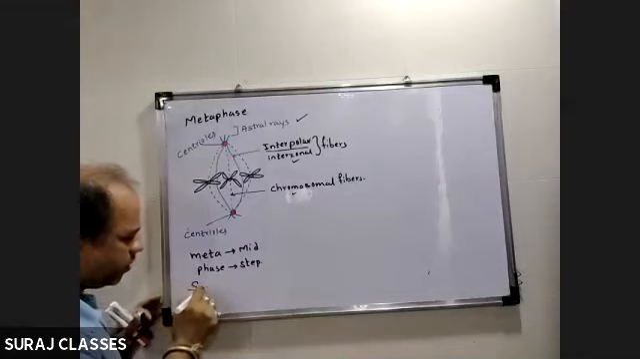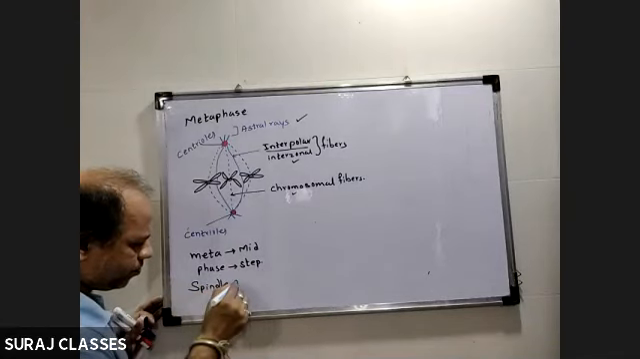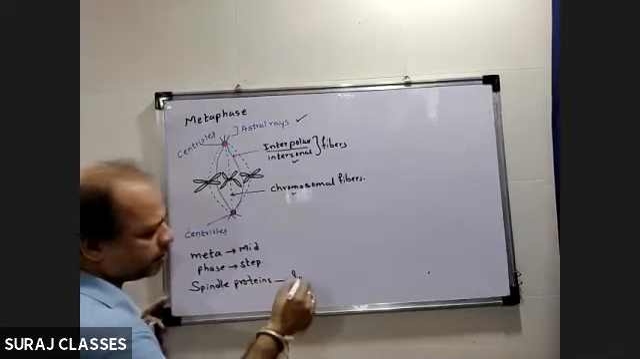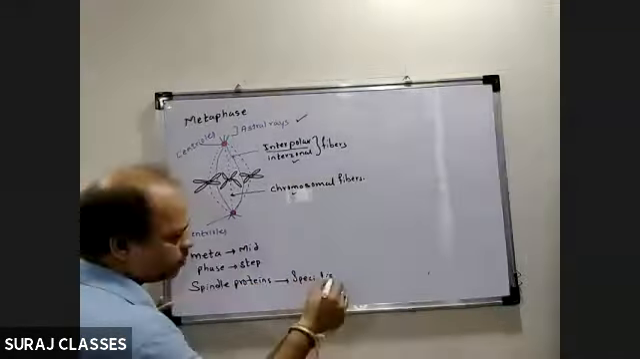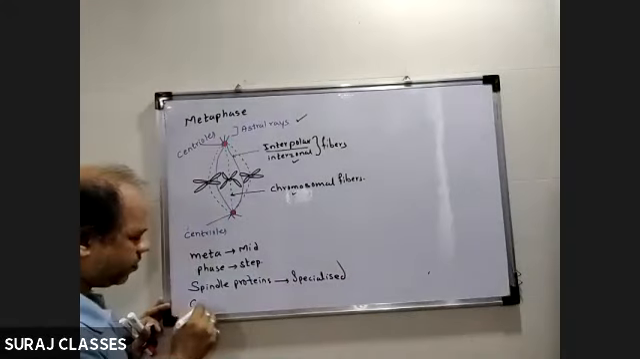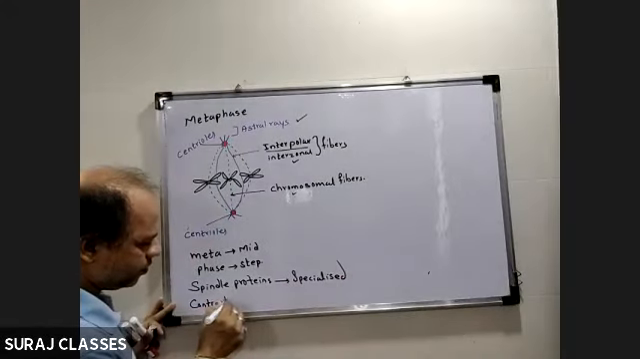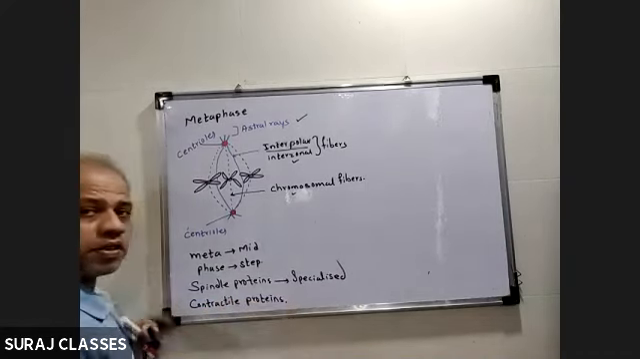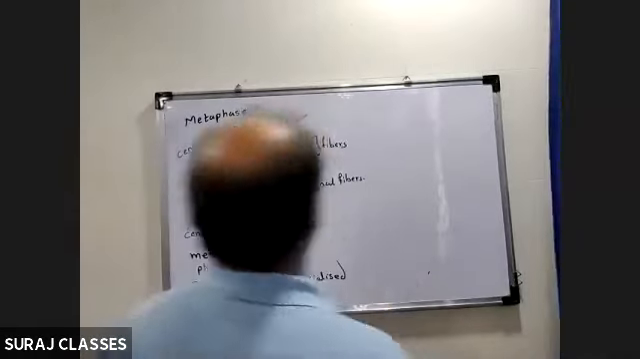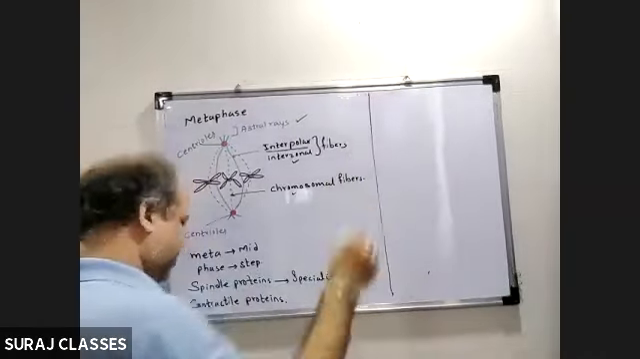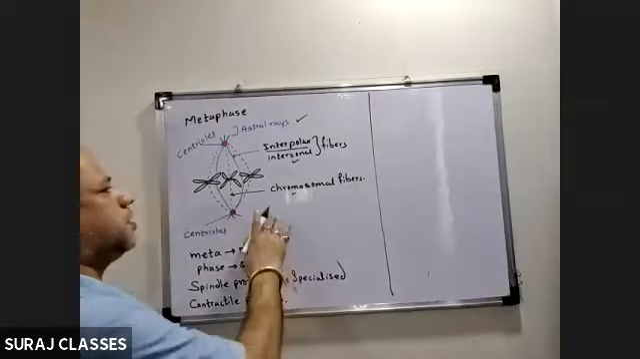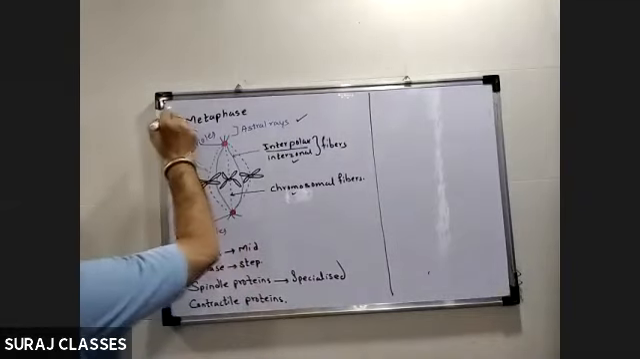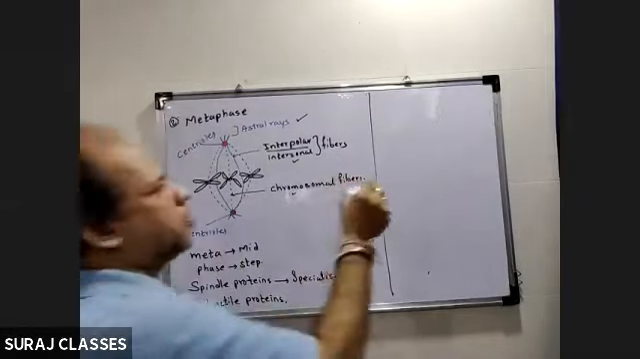What are spindle proteins? They are specialized contractile fibers, contractile proteins. Okay, now we'll go ahead. This is the metaphase or mid phase. After this comes the third phase, anaphase.